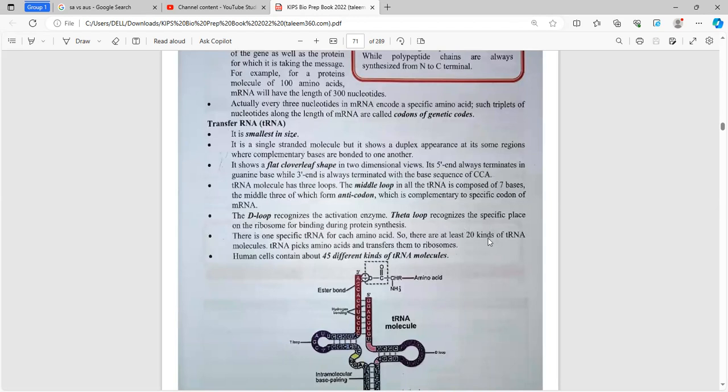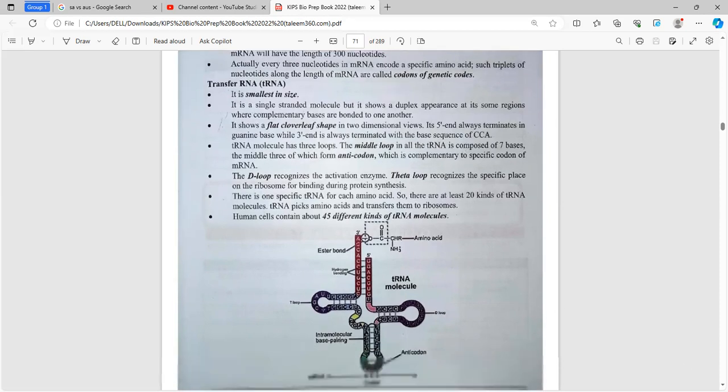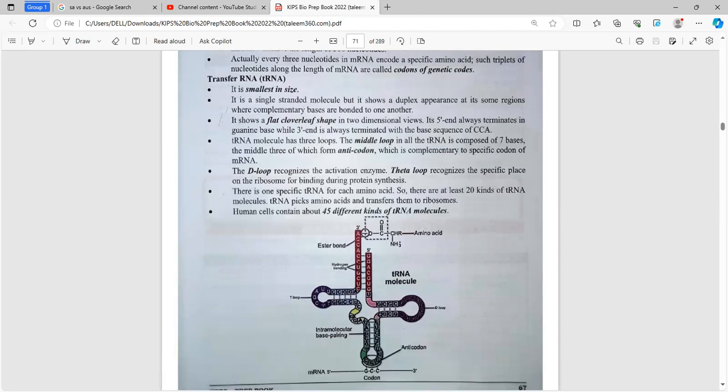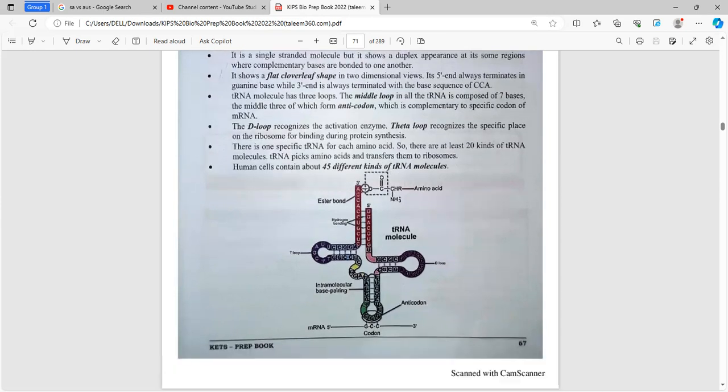Since we talked previously that there are 20 essential amino acids in the body, there are at least 20 types of transfer RNA in the body. So here you can see how the transfer RNA basically transfers an amino acid from one part to another.